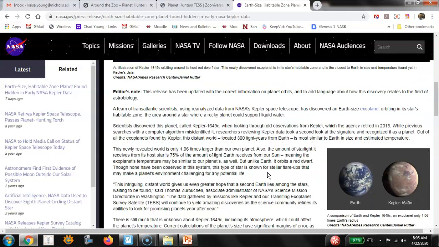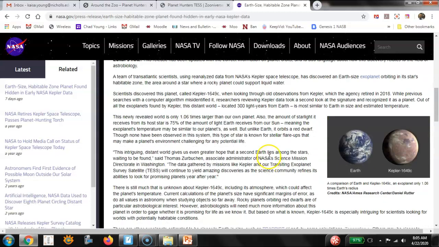It says in particular that this one is in the habitable zone. Okay, so it's the right distance. It's only a little bit bigger than Earth, and it gets about 75% of the amount of light that Earth receives, so its temperature may be similar to ours. But it orbits a small red star. Think those K and M stars at the bottom of the HR diagram. So that's going to change things. We'll talk about the type of star too, so watch out for that.